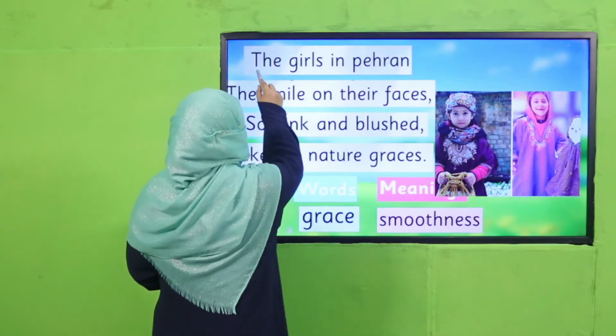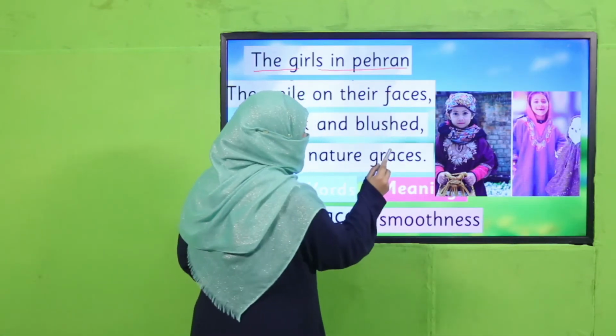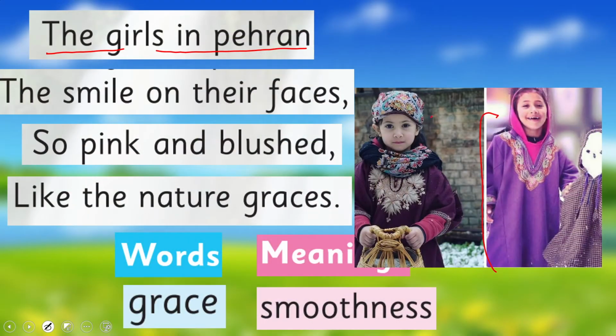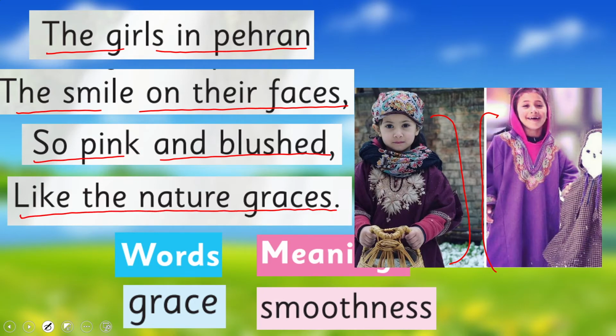The next is the girls in Pehran. And what is Pehran? It's a long dress, a traditional dress of our Kashmir, which girls wear. The smile on their faces, so pink and blushed like the nature graces.